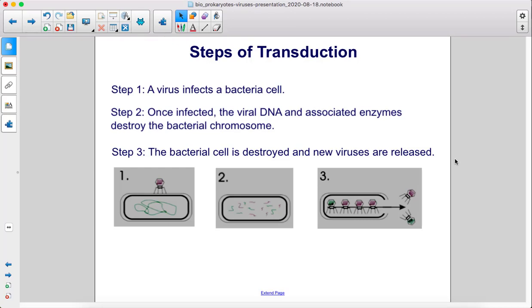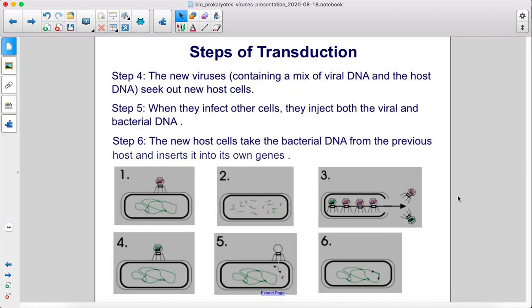Step 1. A virus infects a bacteria cell. Step 2. Once infected, the viral DNA and associated enzymes destroy the bacterial chromosome. Step 3. The bacterial cell is destroyed and new viruses are released. Step 4. The new viruses, containing a mix of viral DNA and the host DNA, seek out new host cells.